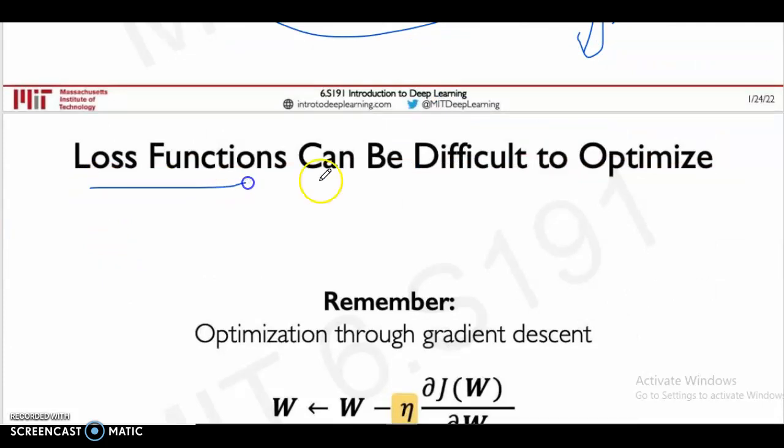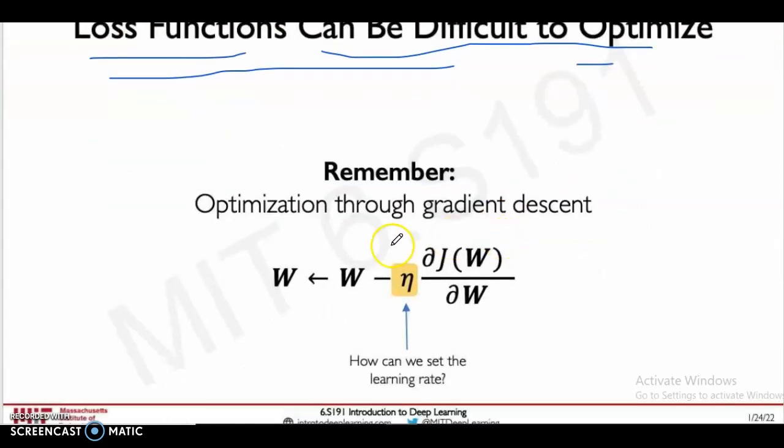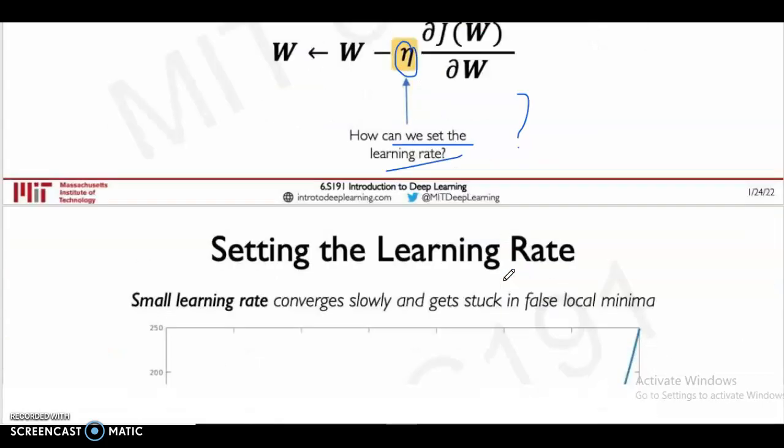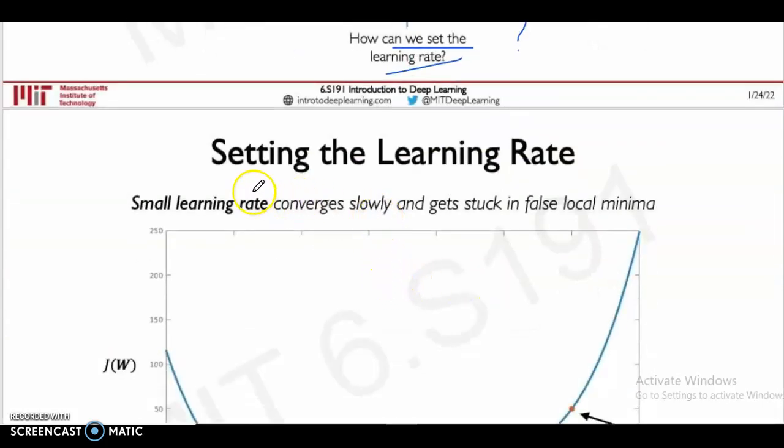Loss functions can be difficult to optimize. Remember, optimization is through gradient descent. How can we set the learning rate? This is the question. Setting the learning rate: we have to set the learning rate.